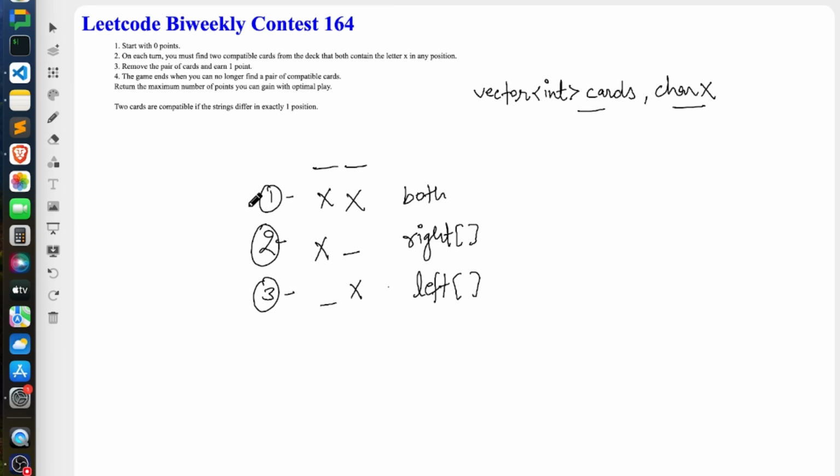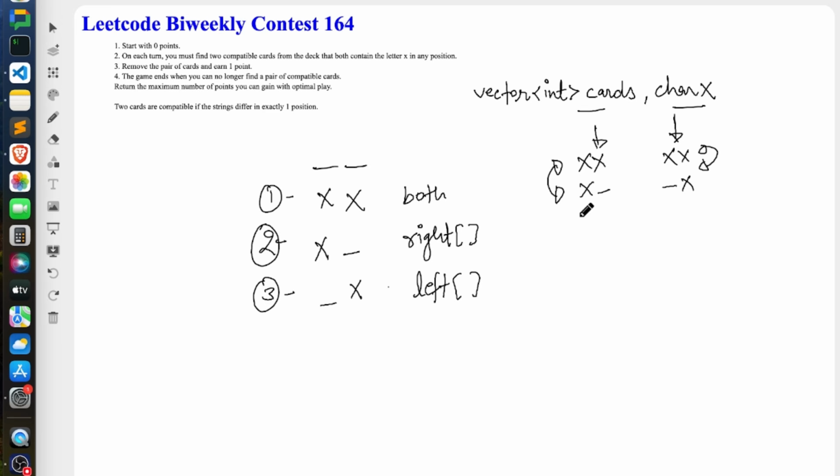See, if you take a card of type 1, XX, and a second type, X and some other character, they differ in exactly one position. Another possible pair could be XX and underscore X, where the underscore is some different character. They also differ in exactly one character. So this is one of the compatible pairs, and this is another of the compatible pairs.